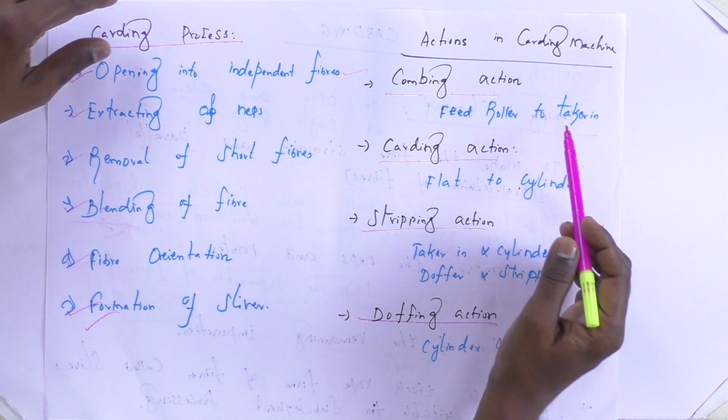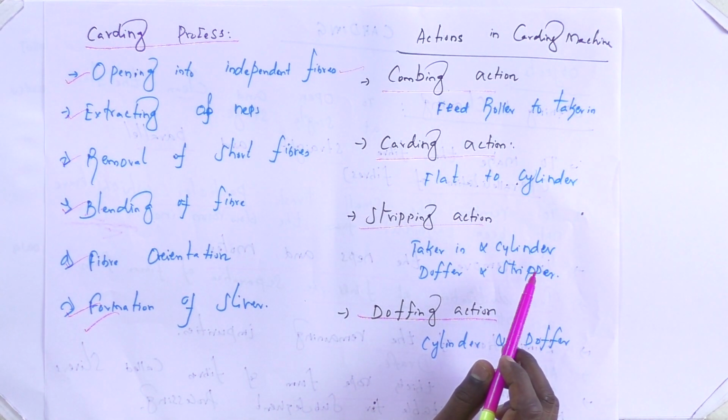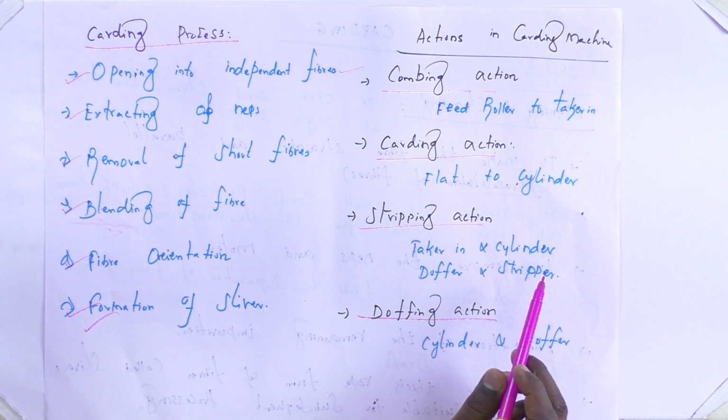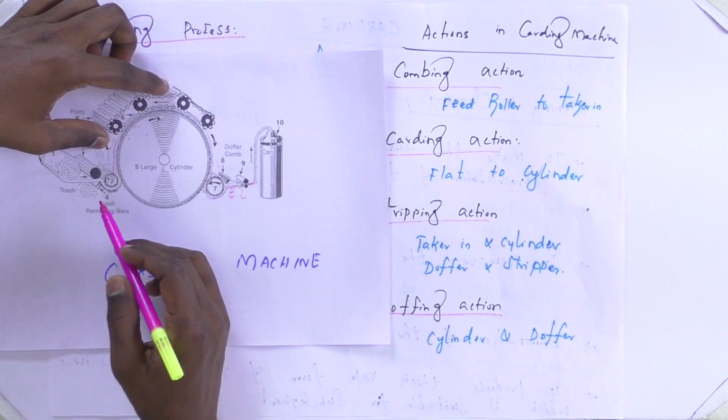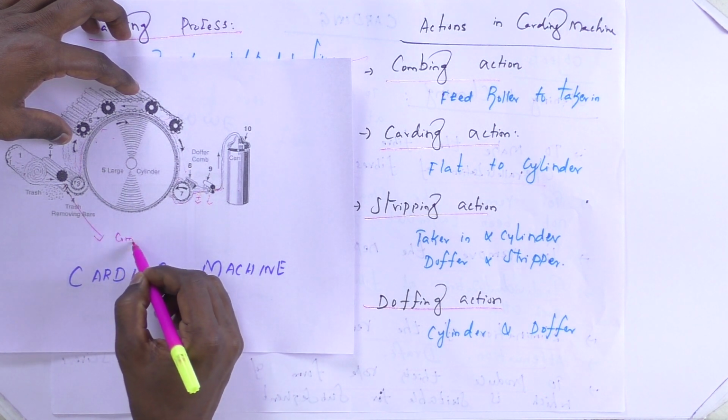So next, the actions in the carding machine, the combing action. The feed roller to licker-in area. This area, the feed roller to licker-in area, is the combing action.